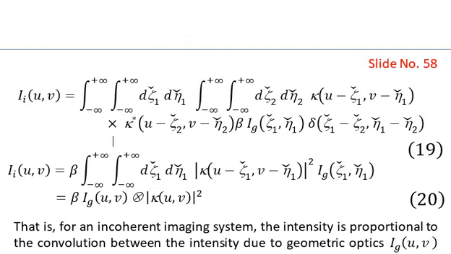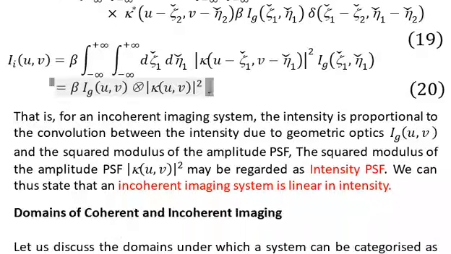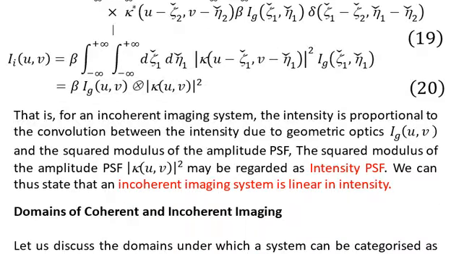And you know that in equation number 20 we have written the symbolic form of the equation of the first step. So the symbolic form in the second step of equation number 20 is the intensity at the image plane as a function of u and v, where u and v denote any point of the image plane. So on the right hand side we have beta multiplied by Ig at the coordinates u and v, that is the intensity of the geometric optics image at the coordinates u and v, convolved with the absolute square of the kappa at the coordinates u and v.